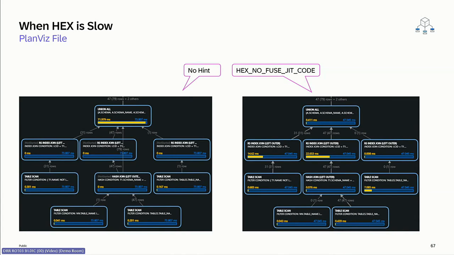Manuel also mentioned the HEX no fuse JIT code hint, and this is really nearly mandatory when you're taking a planvis file for HEX because, as Manuel already explained, as you can see in the side-by-side comparison, we have no card analyses, and all of the time has been fused into this upper node. When we use the hint, we get to see the time that each step has spent. So in this case, we can see that index join is a little bit expensive.